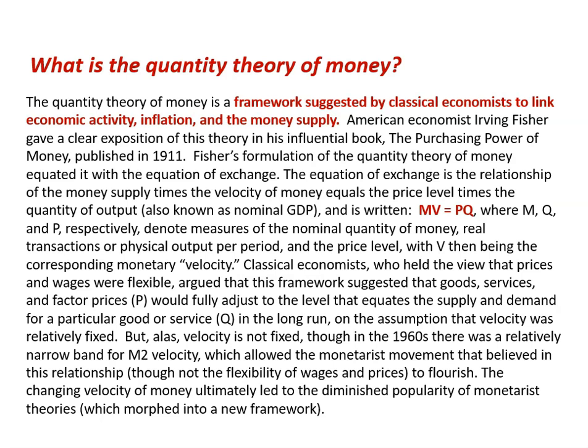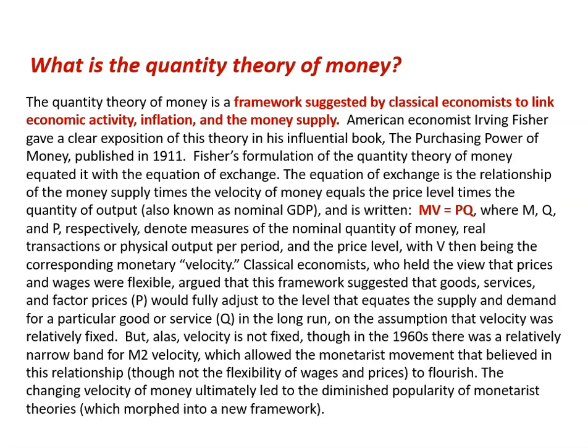The equation of exchange is the relationship of the money supply times the velocity of money equals the price level times the quantity of output, also known as nominal GDP, and is written M times V equals P times Q, where M, Q, and P, respectively, denote measures of the nominal quantity of money, real transactions or physical output per period, and the price level, with V then being the corresponding monetary velocity.